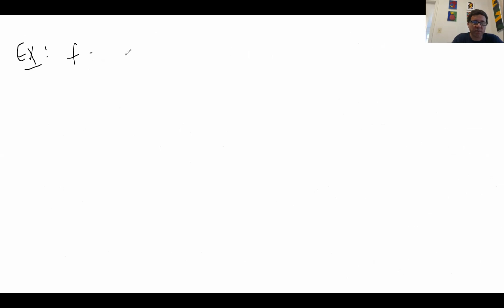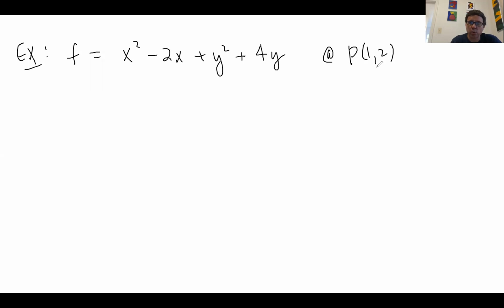Okay, so for example, here's my function. Just do something small. x squared minus 2x plus y squared plus 4y. And we will look at the point (1, 2). And I think this is probably going to be some kind of paraboloid. We don't necessarily need to really think about that. So we want to find the tangent line in a specific direction. We're going to need to know f_x and f_y and then the gradient.